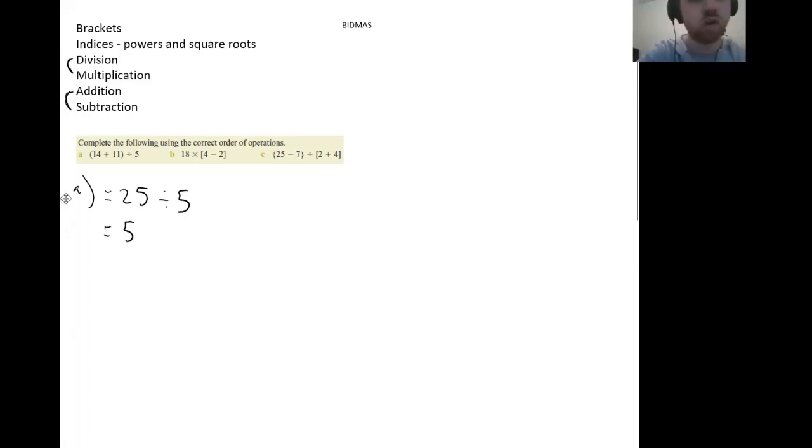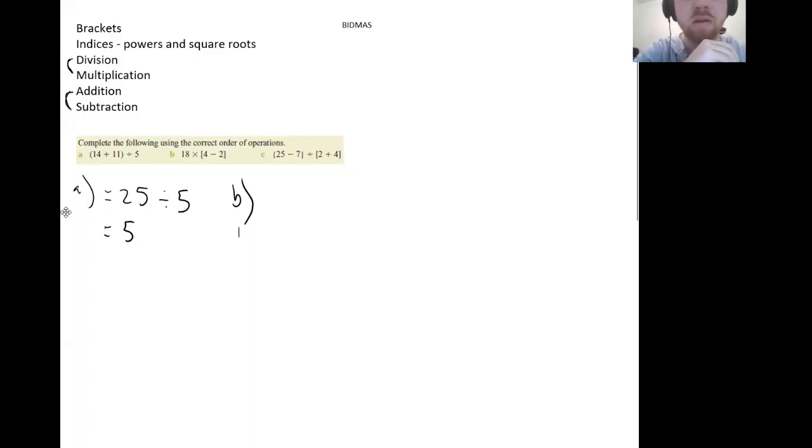So I showed what I did in the brackets. 14 plus 11 becomes 25, divided by 5. So I leave that there, and then I did the division. That's how we're going to set our working out. Equal signs down the page underneath each other. Let's do part B. So we've got 18 times and then brackets 4 minus 2.